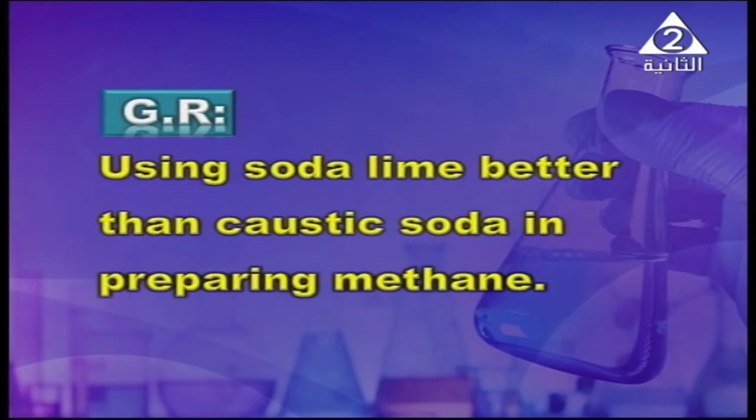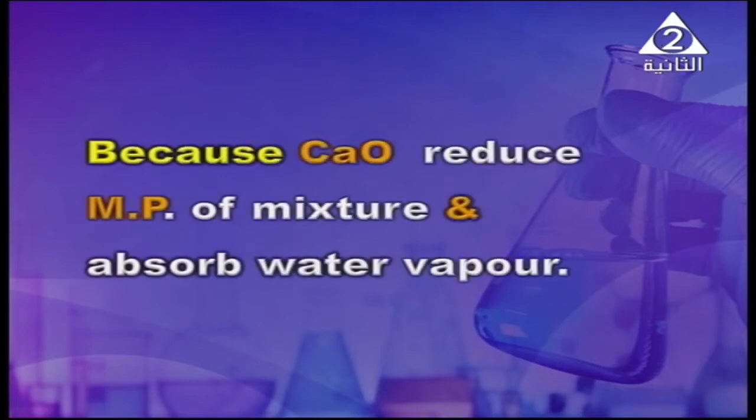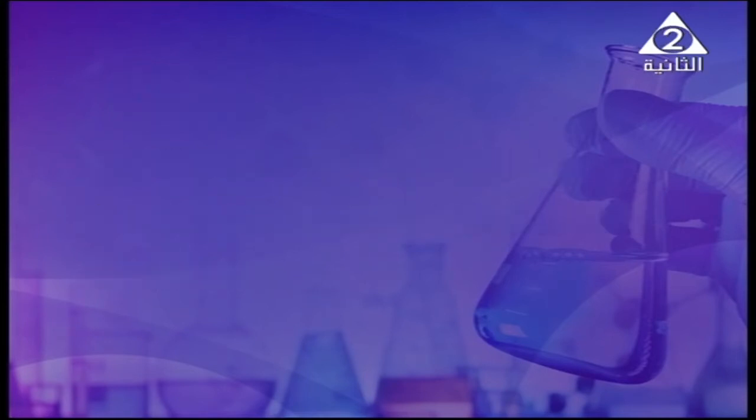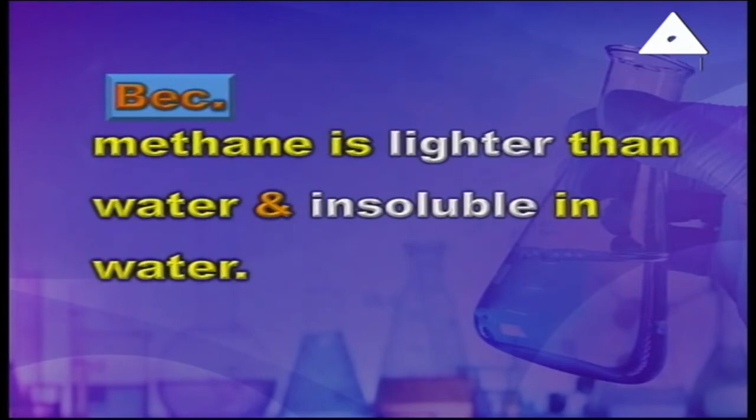Give reason: using soda lime is better than caustic soda in the preparation of methane. The reason is that calcium oxide reduces the melting point of the mixture and absorbs water vapor. Another give reason here, my dear students: methane gas is collected by downward displacement of water. The reason is that methane gas is lighter than water and insoluble in water.